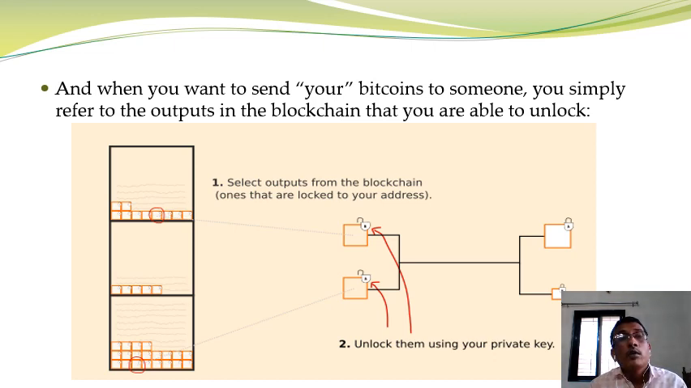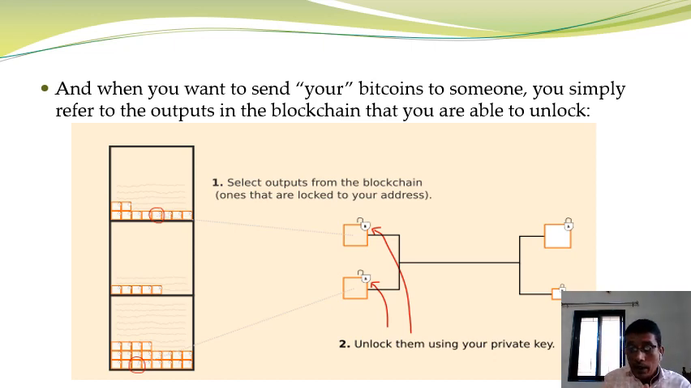So when you want to send your Bitcoins to someone, you simply refer to the outputs in the blockchain that you are able to unlock. You must have an unlocking script to unlock those outputs. The node must have the unlocking script, and using the unlocking script, the node can unlock the outputs and use these outputs to send to the next transaction. So outputs will become inputs for this current node. Outputs received from the previous transaction will become the input to this transaction.